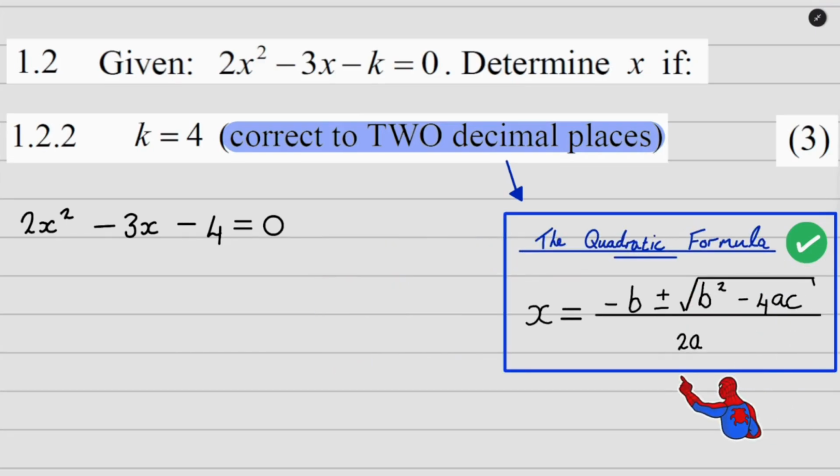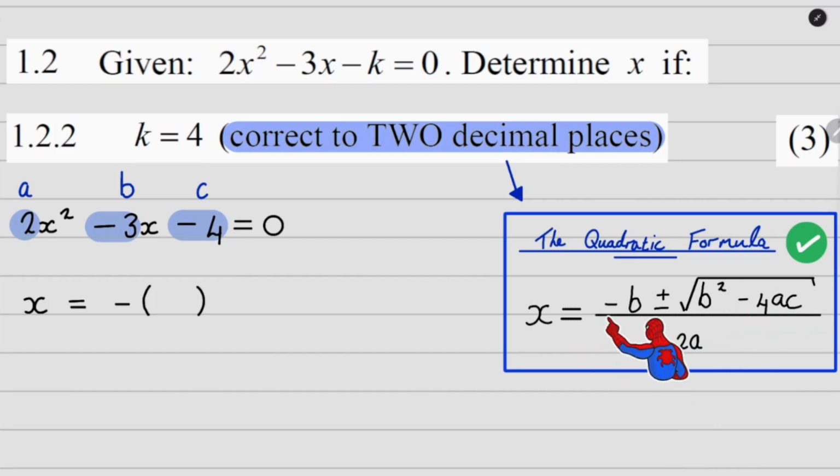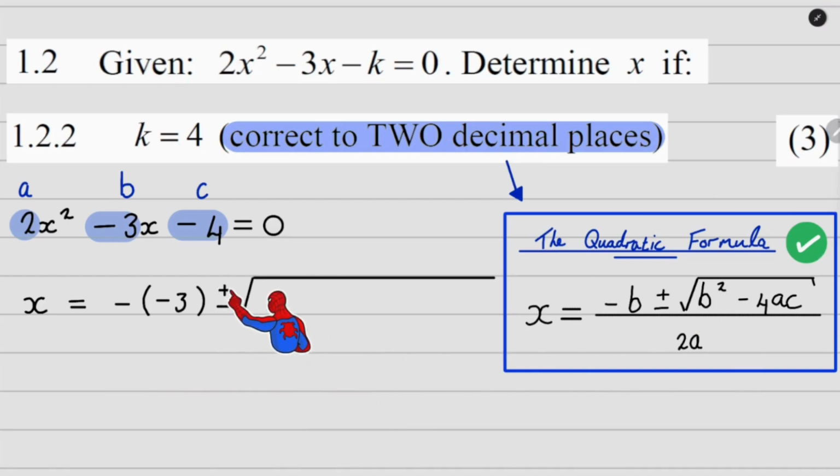Then we just need to quickly recognize our a, b, and c values. a is the number in front of x squared. b is the number in front of x, and make sure to take the sign as well. And c is the number without an x, and make sure to take the sign here too. Now that that's done, let's start putting it into this formula. I'm going to write x equals first of all. And then it's going to be minus b, so minus, and then I'll put b in this bracket, so minus 3 goes in there. And then I'll put that plus minus there.